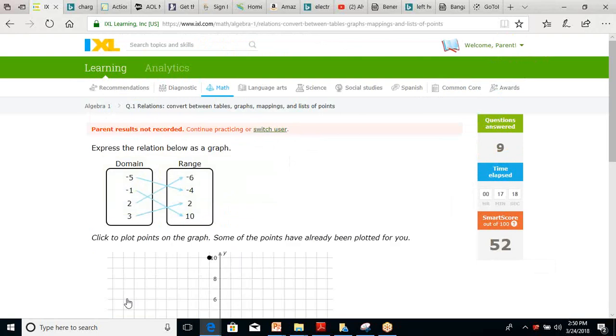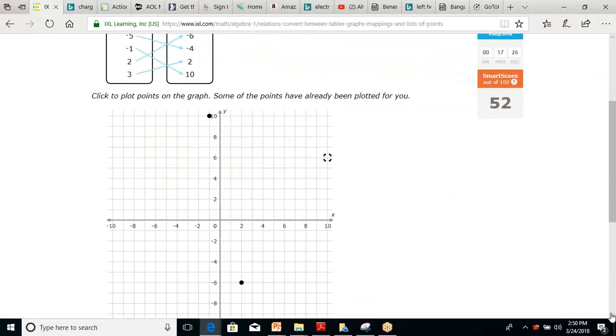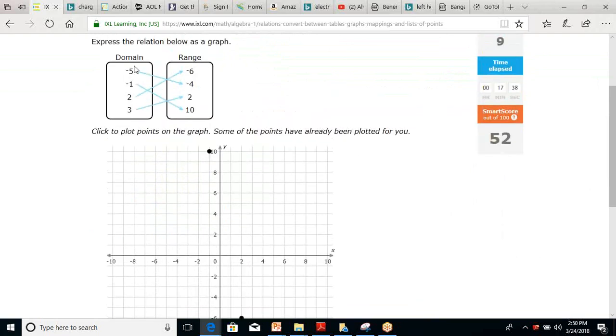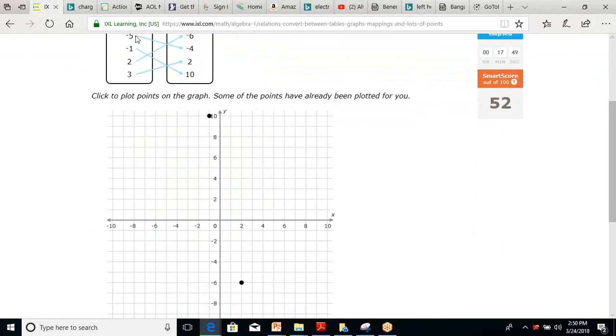You're going to be given an x value and a y value. For this coordinate, check the plot points on the graph. Some of the points have already been plotted. So this minus 5 is going to minus 4. Minus 5 is down here. So the x is minus 5 and the y value is minus 4.